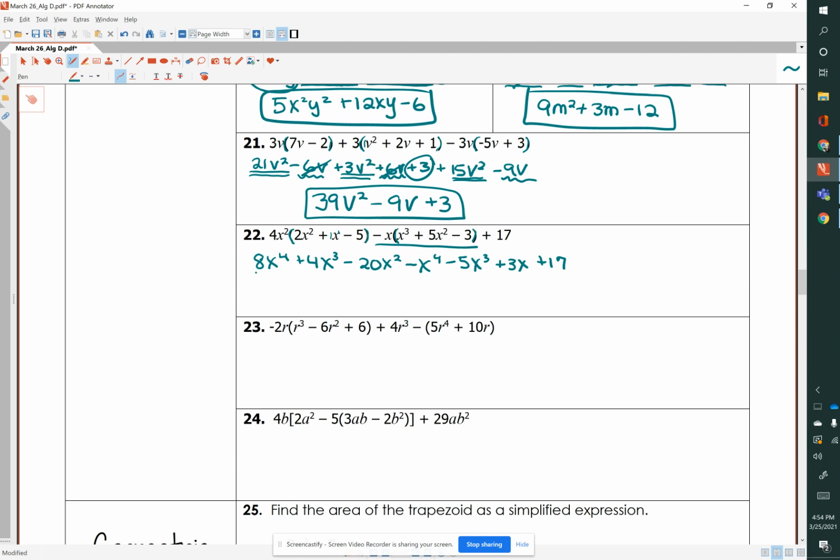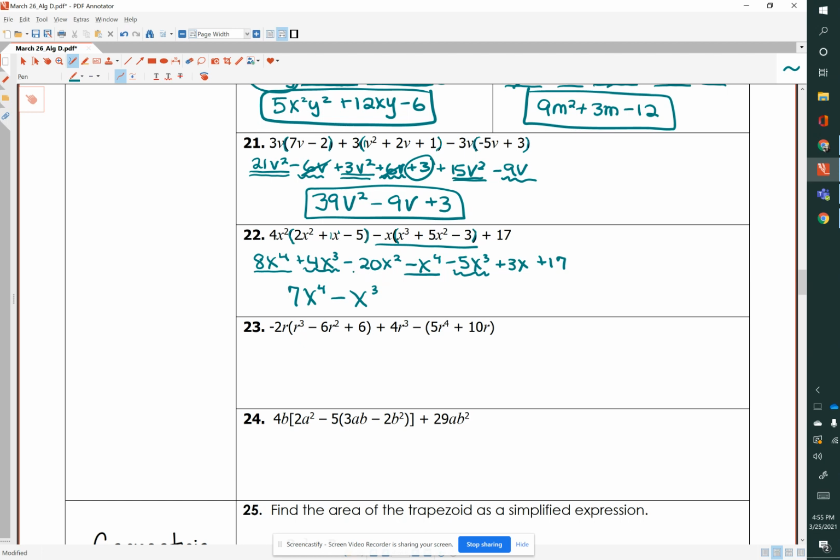We have 8x to the fourth minus 1x to the fourth. So that would be 7x to the fourth. Then we have 4x to the third minus 5x to the third. 4 minus 5 is negative 1. So that's minus x to the third with an invisible 1 in front of it.